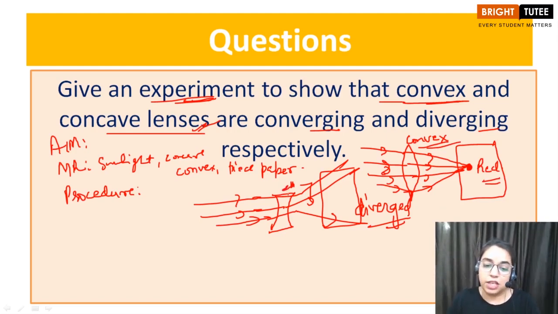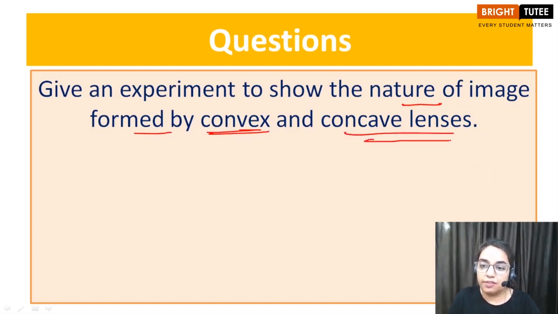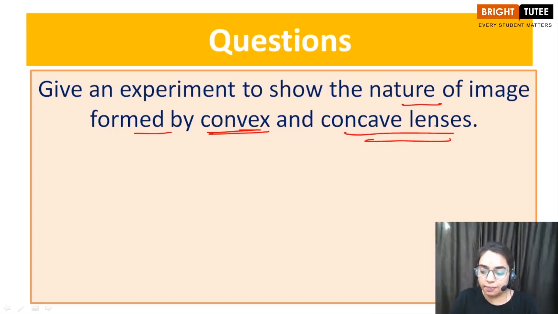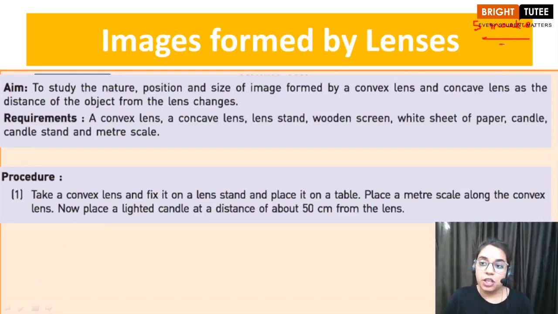Okay, so let's move to the next question, which is, give an experiment to show the nature of the image formed by convex and concave lens. This we are going to understand with the help of the diagram. Children, since this question is asked in the form of an experiment, how are you going to present this in your examination? This question will come as a 5-marker question and it is a very important question. It is not only asked as a 5-marker question, it is asked in parts also.